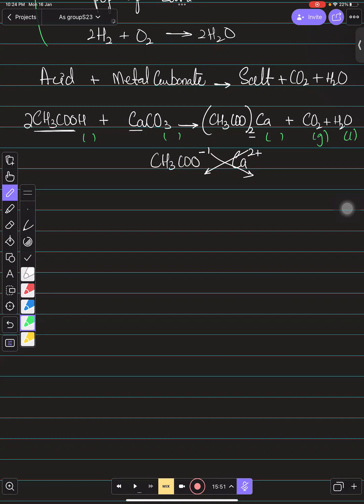Aqueous. Absolutely right, because all the acids are acid when they dissolve in water and produce H+ ions. So they are always aqueous. Absolutely perfect. What about calcium carbonate, बच्चों?